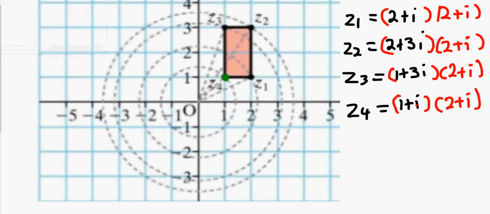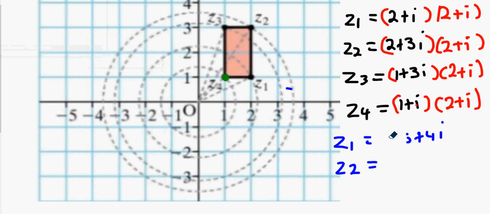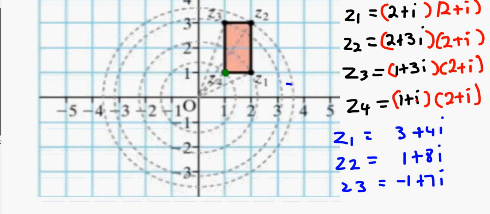Okay guys. Now, lads, what's Z1? Jamie. Minus 3 plus 4i. Okay, what's Z2? Oh, for God's sake. It's 3 plus 4i. I read it wrong. Okay, so 3 plus 4i, is it? Yeah. Alright, what's Z2? 1 plus 8i. Interesting. What's Z3? Minus 1 plus 7i. Okay, and what's Z4? 1 plus 3i.